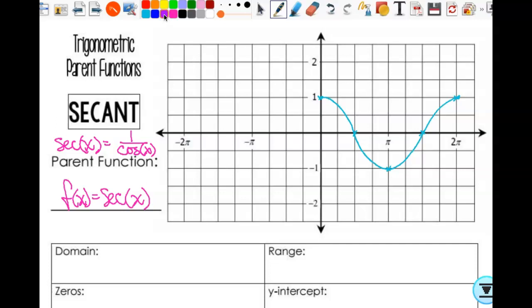So beginning, we're at 1, right? What's the reciprocal of 1? 1, so I'm still right here. At the end, I'm at 1, reciprocal of 1 is still 1. At pi, I'm at -1. What's the reciprocal of -1? -1. So all those points stay the same, right? But then where cosine is 0, what will secant be? Undefined. So everywhere cosine is 0, we are going to have a vertical asymptote.